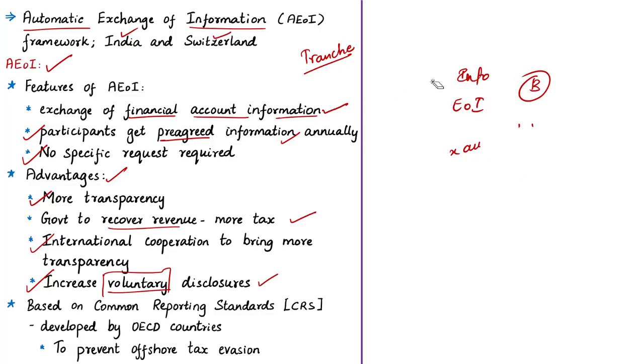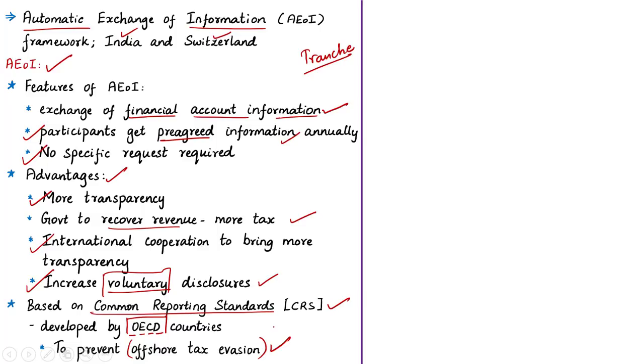Now, in this context, you should also know that the AEOI framework is developed under the Common Reporting Standards, or in short CRS. This CRS is a global standard for the automatic exchange of financial account information. It was developed by the Organization for Economic Cooperation and Development, that is OECD, and it has been designed to prevent offshore tax evasion. Offshore tax evasion means an individual or corporation does not report their offshore or foreign income willfully. They do this in order to avoid or evade paying tax in their home country. So this is called offshore tax evasion.